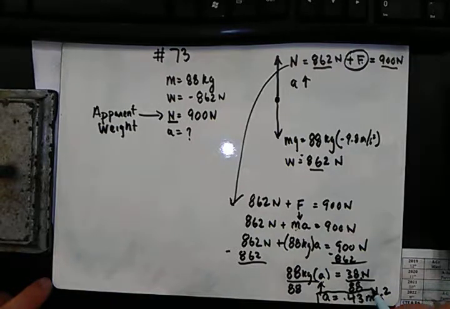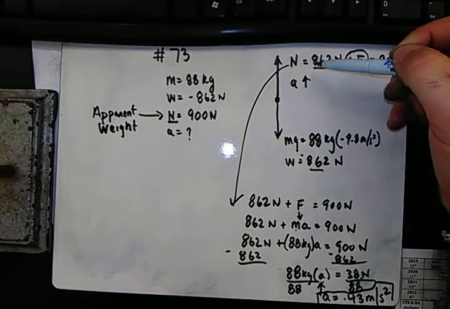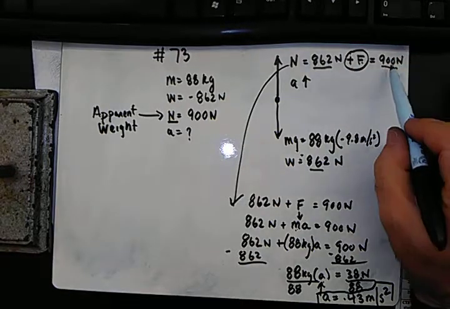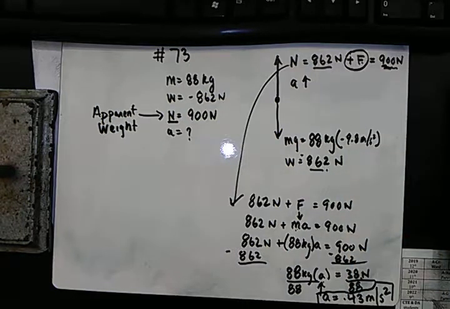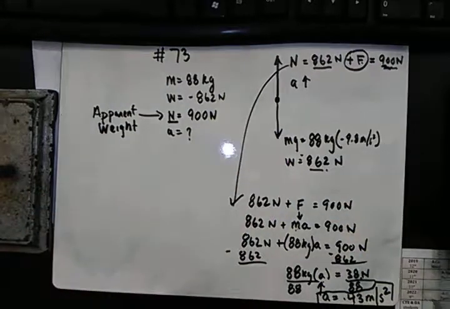So this elevator is accelerating upward. We know that because this force is greater than this force. And it's at 0.43 meters per second squared. That was just taking this whole thing in reverse. There's a solution to number 73.